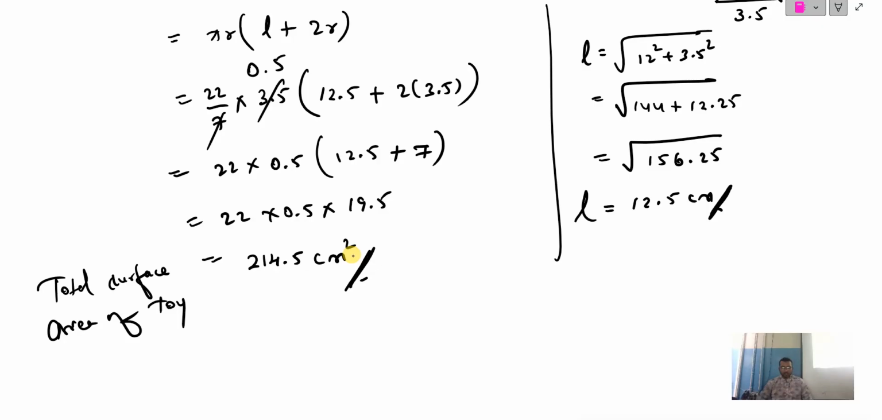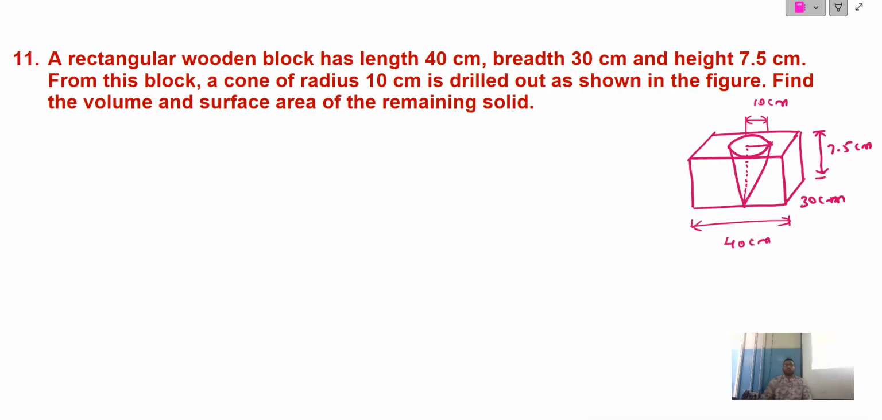Okay, see here. In this question, we have a rectangular wooden block. This is a wooden block which is in the shape of a rectangle. As you can see, this wooden block is in the shape of a cuboid.